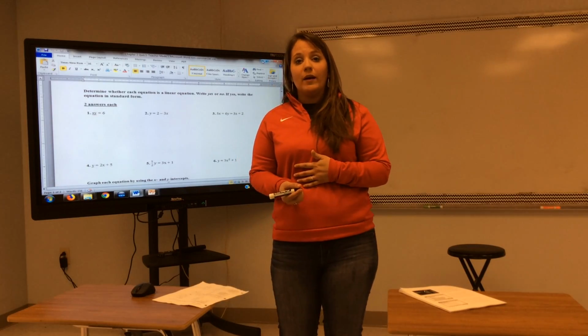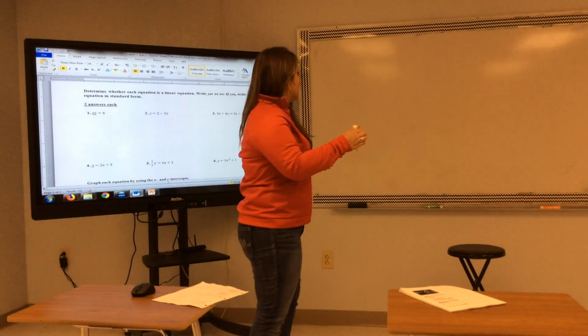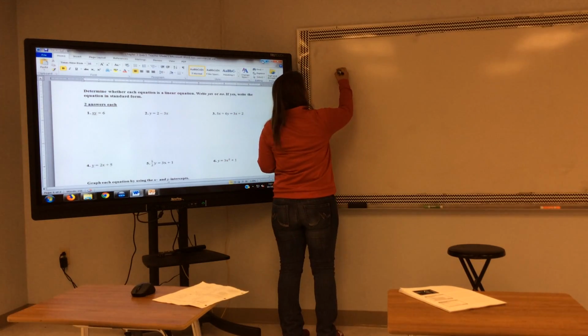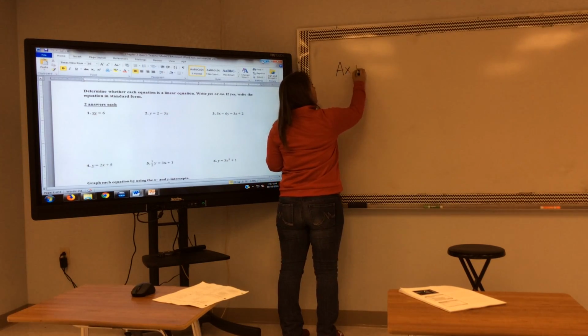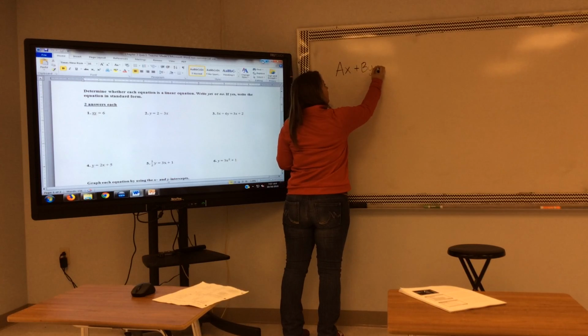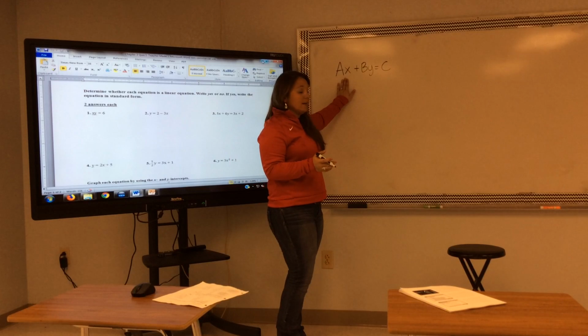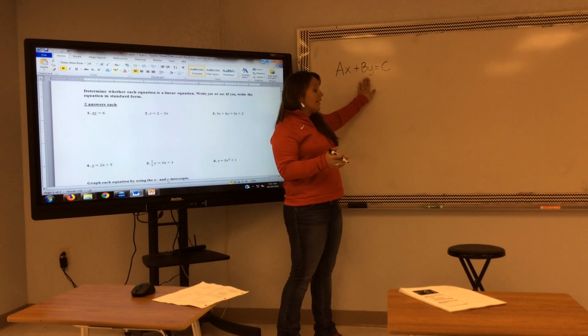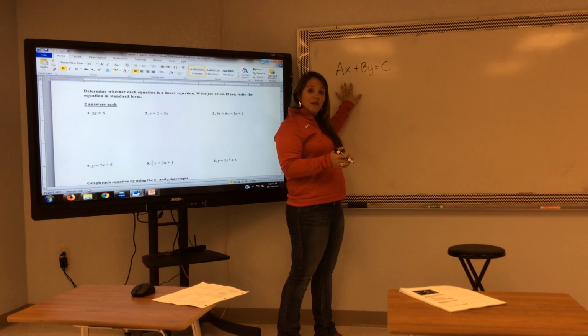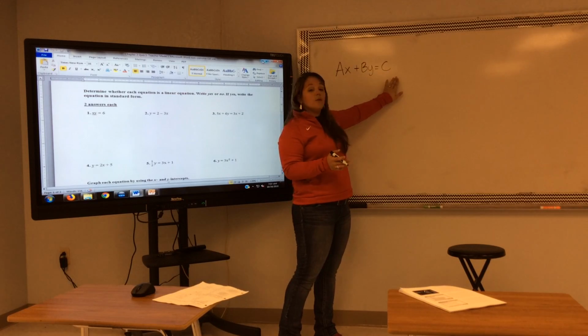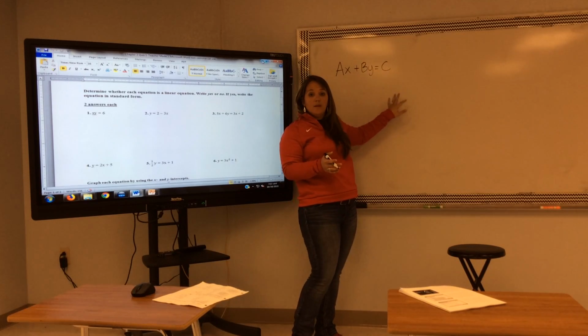Once you have a linear equation, you can put it in standard form. Standard form is ax plus by equals c, where you have your x term first, your y term second, all on one side of the equation, and then you set it equal to your constant term that does not have any variables.